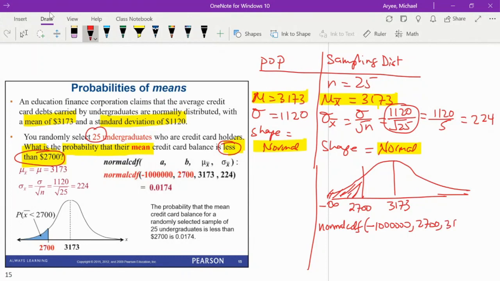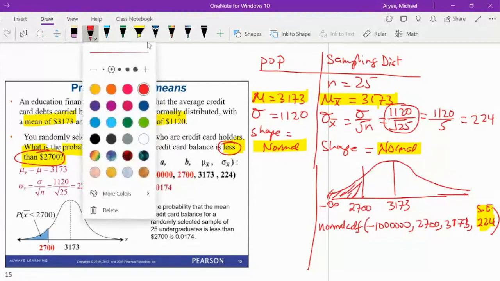The mean is 3173. I'm sorry, the standard deviation is 224. So note this is the standard error. You always plug in the standard error, and then you work it out. Now I'm going to write my answer.